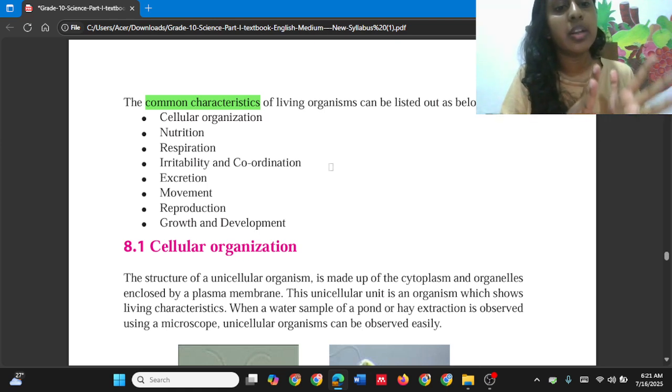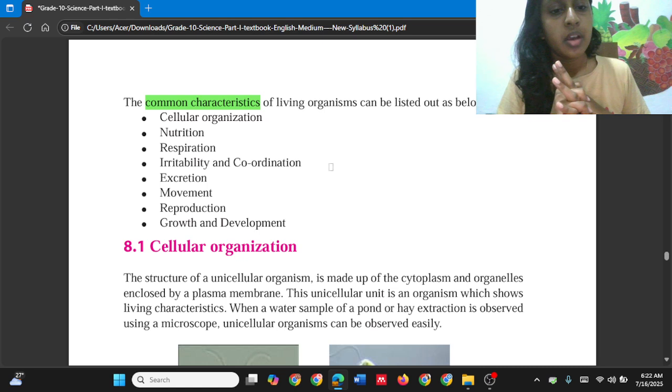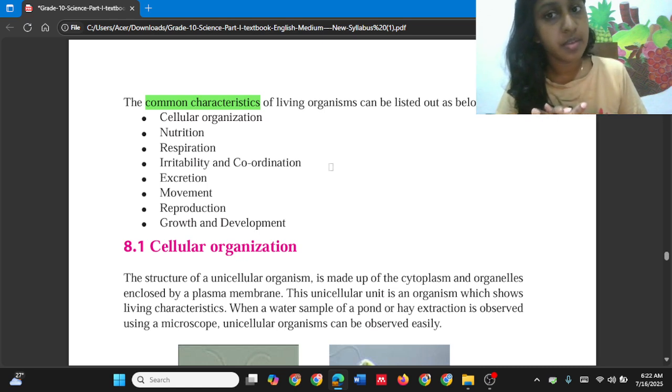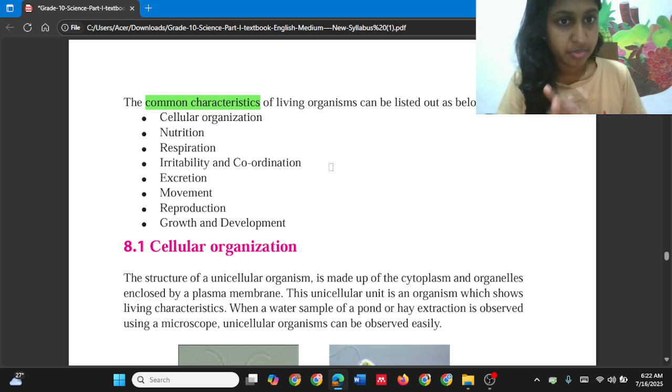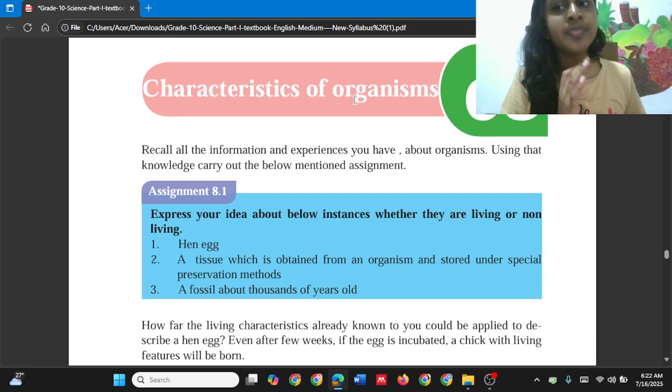So if they do not have these 8 characteristics, we couldn't consider them as a living organism. In order to be a living organism, these 8 characteristics should be there. So they are the ones we are going to learn from this lesson.